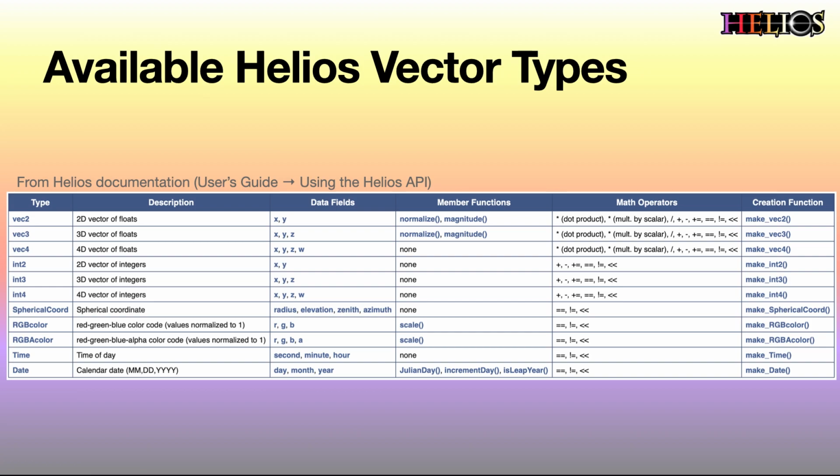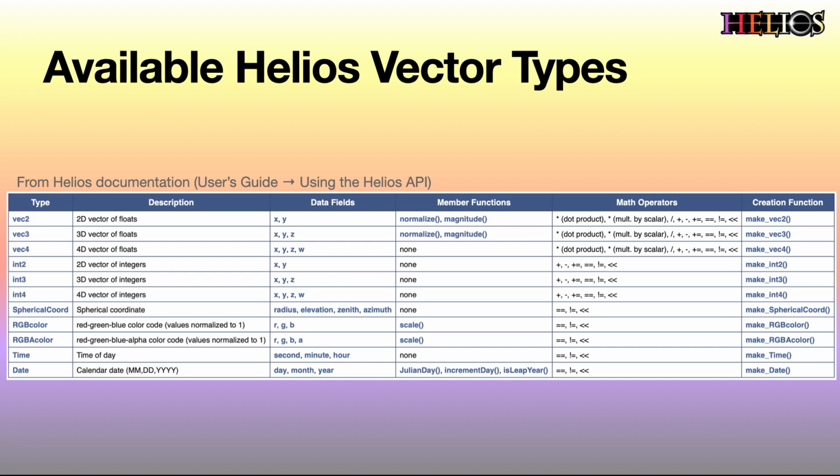We can also have colors, so an RGB 3-component color with data fields of R, G, and B for red, green, and blue. We can also have an RGBA color, where here the A is the alpha or transparency value. We also have a time vector, that's the time of day, so it has hour, minute, and second. And then we have a date vector that has the year, month, and day.